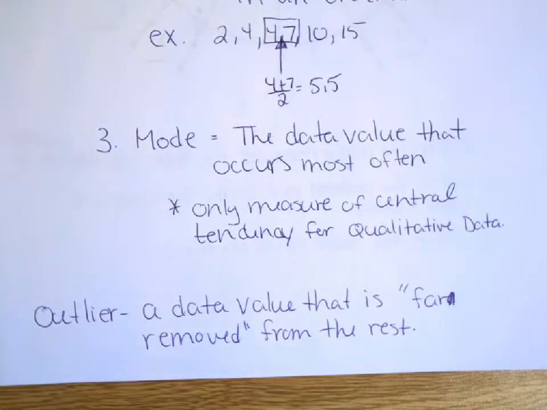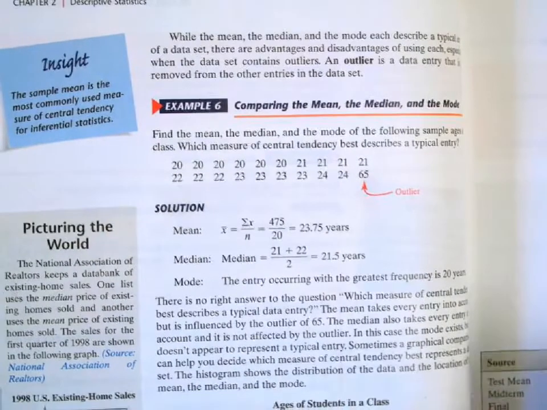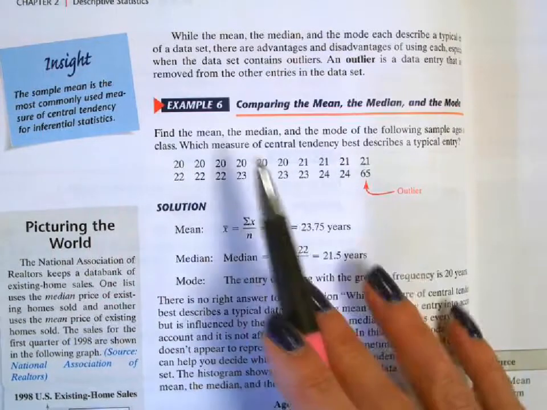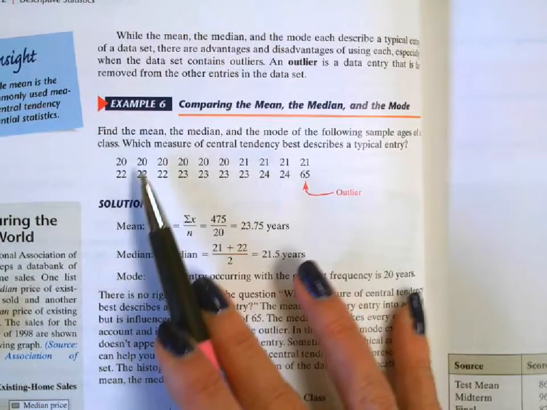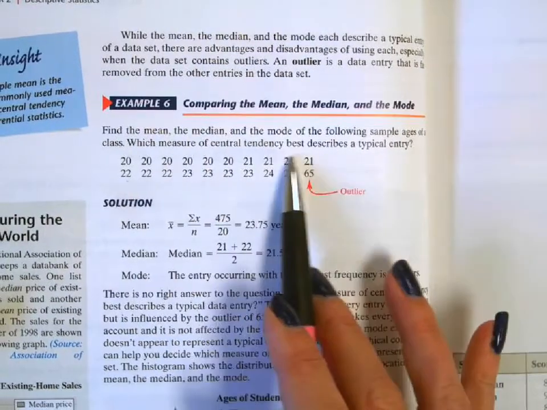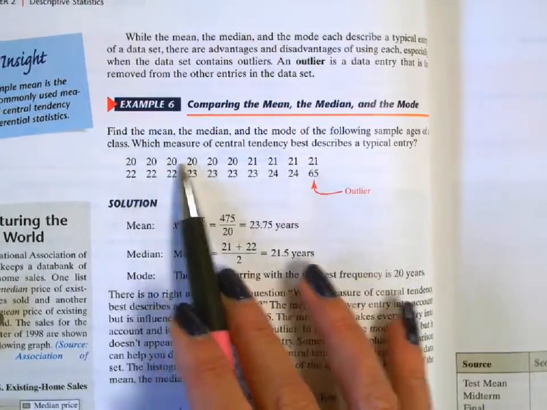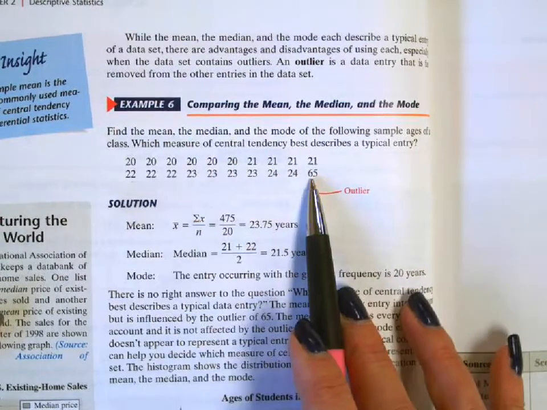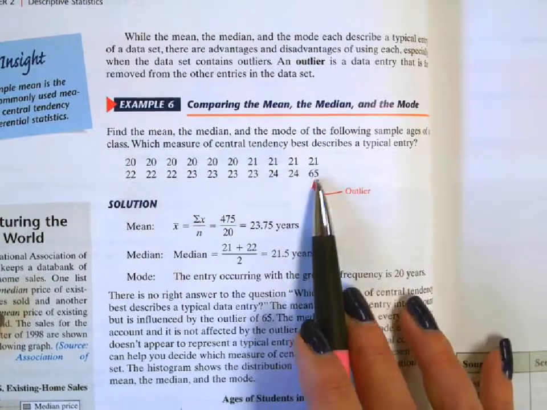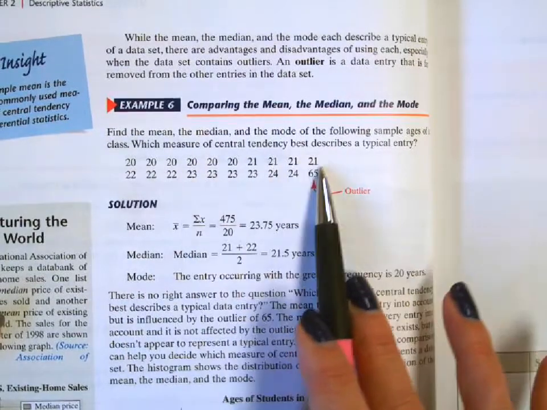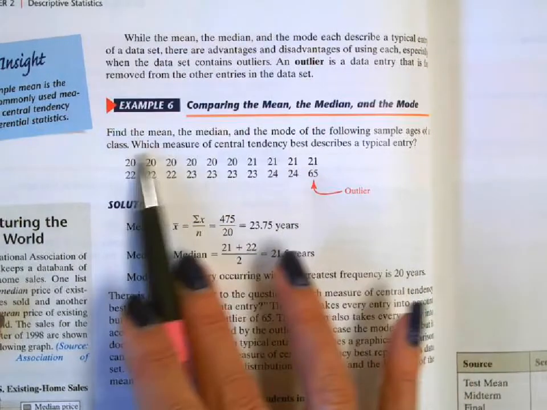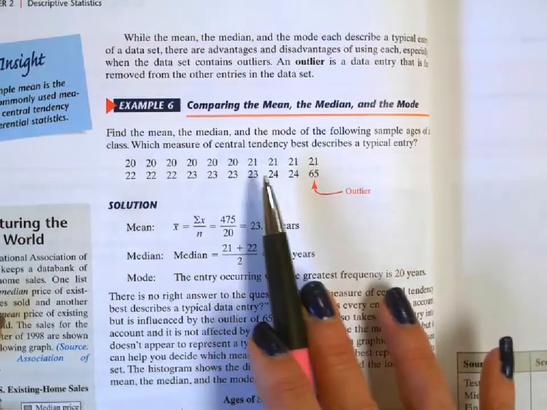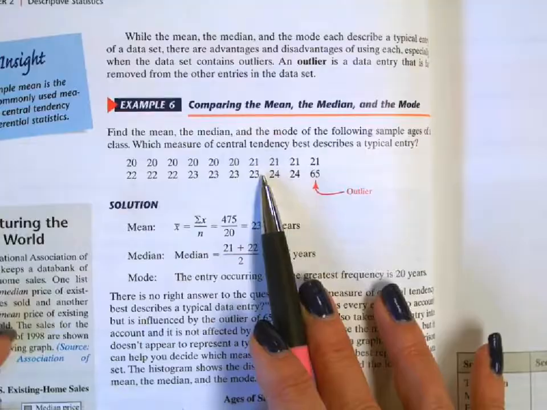So our first example we're going to look at is right from the book. We're going to be finding the mean, median, and mode of the following sample ages of a class. So this is a typical college class. There's 20 students in here, and they've got the ages listed of all the students in there. And you can see you've got a 65-year-old among this group of very young 20-year-olds. So this 65 being far removed from all the 20s would be considered an outlier. And we're going to see what happens to our mean, median, and mode.